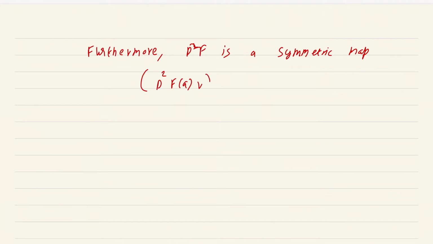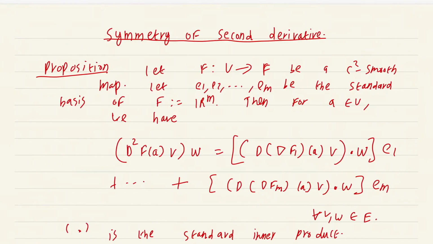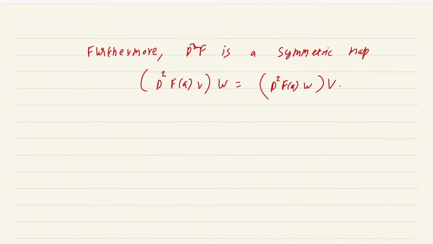and the final part of the theorem is furthermore d2f is a symmetric map, that is, d2f_a acting on v and that whole thing acting on w is the same as d2f_a acting on w, the whole thing acting on v. So there are two parts to this proposition. The first part gives an explicit expression for the second derivative, assuming the function is C2 smooth, of course. Then the second part says that this d2f is a symmetric map, which just means that if you act v and then act w, it's the same as acting w and then acting v.